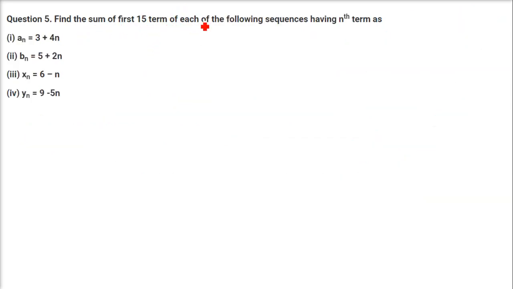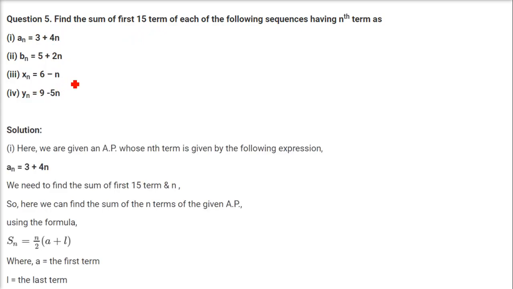Find the sum of first 15 terms of each of the following sequences having nth term as this one. So the nth term is given and we need the first 15 terms. All of these will be solved in the same way. So I am taking the first one. How are we going to do this? Sum of first 15 terms. an is given, so S15 we have to find out.